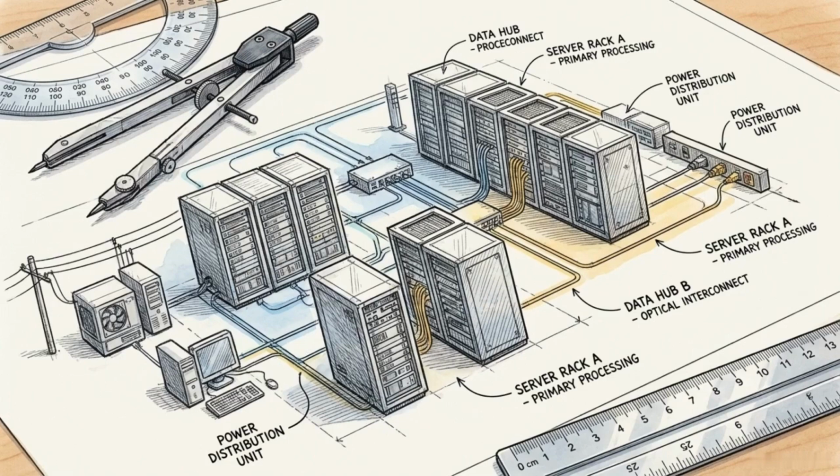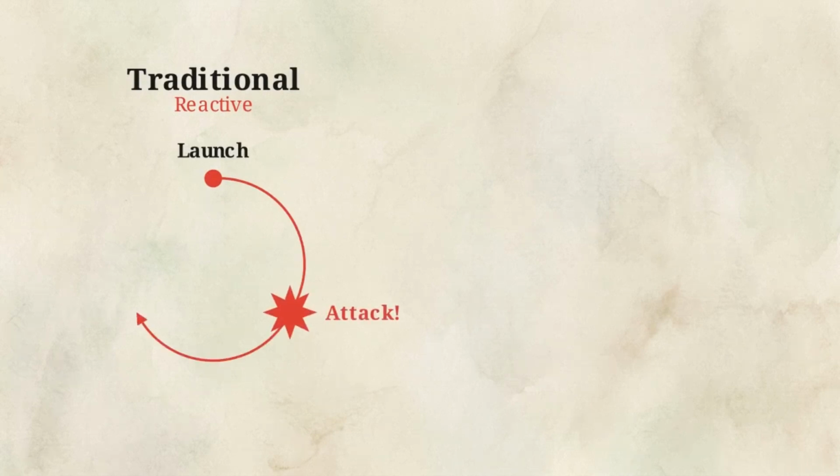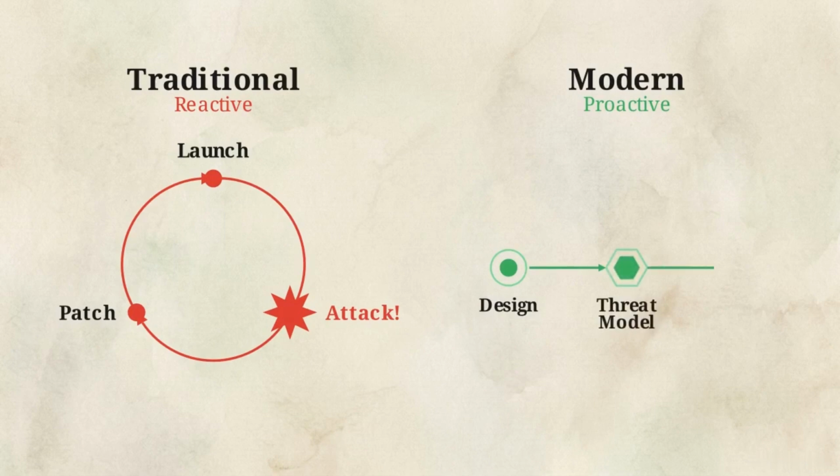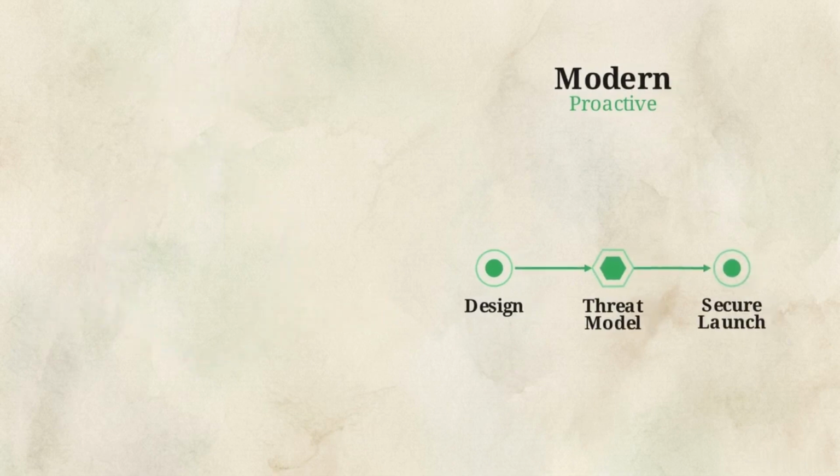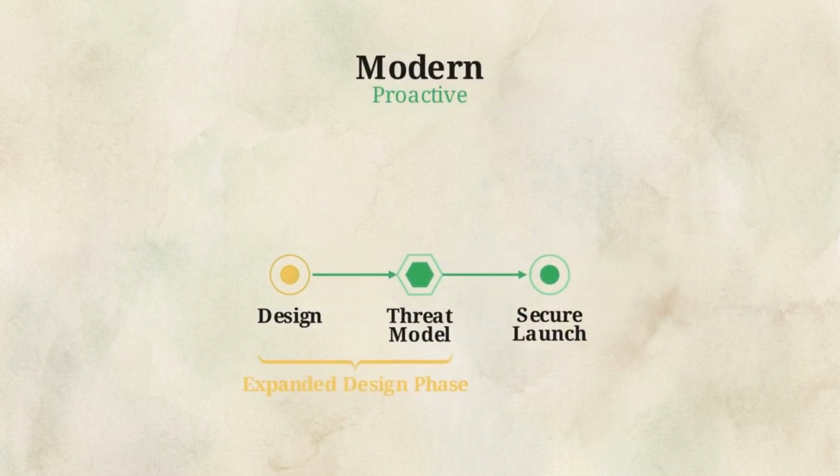It is an architectural discipline executed strictly before deployment and production. The traditional life cycle on the left loops from launch to attack to patching damage. The modern life cycle on the right reorders this into design, threat model, and secure launch. Fixing flaws during this expanded design phase is significantly cheaper.